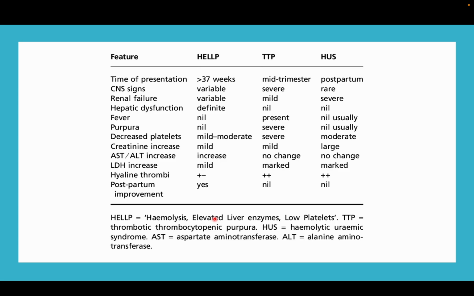In TTP you go for plasma exchange and steroids plus rituximab, whereas in the case of HUS, if it is typical you wait and watch. In atypical HUS you go for plasma exchange, but you can also try eculizumab. In HELLP, the treatment is delivery. That is the end of the presentation. Thank you.